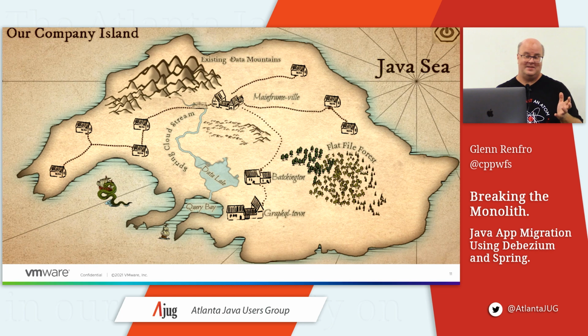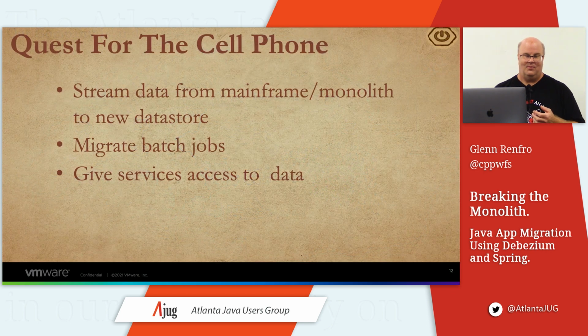So part of our quest is what path should we take in order to get the data out of the mainframeville, or the existing data mountains? Well, the name of our quest is called the Quest of a Cell Phone. Basically, we have an existing cell phone company that has the majority of their stuff on the mainframe. What we want to be able to do is track the user data as well as the data usage, and we want to begin a strangler pattern.